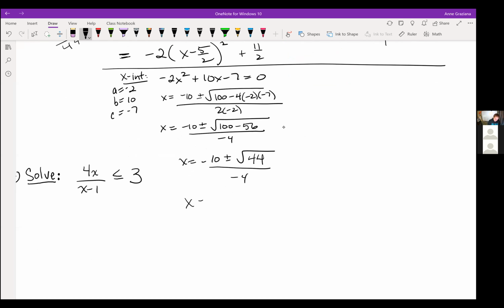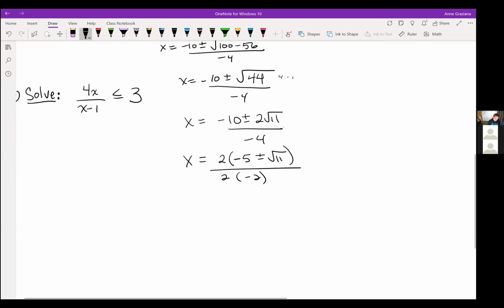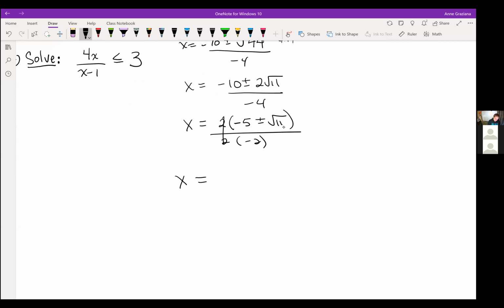So that means x is negative 10 plus or minus. Now this is 4 times 11. So it's going to be 2 root 11 over negative 4. And to completely simplify this, you could factor a 2 out of the top, and that's negative 5 plus or minus square root of 11 over 2 times negative 2. So x is negative 5 plus square root of 11 over negative 2. That's one of the roots. And that's one of the intercepts. And negative 5 minus square root of 11 over negative 2.